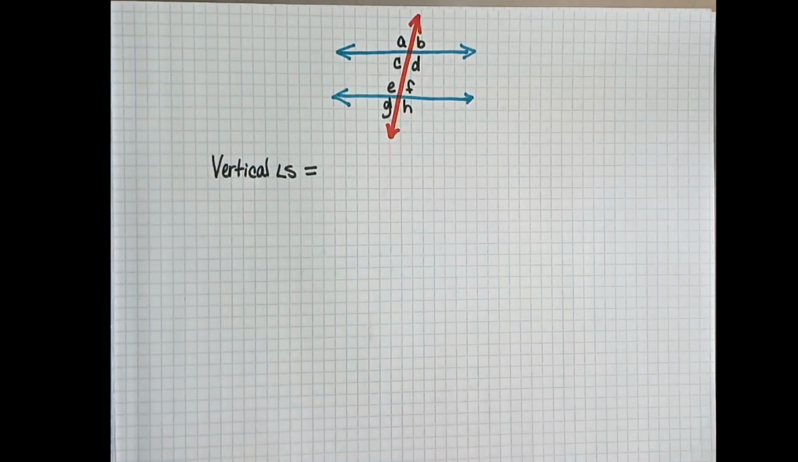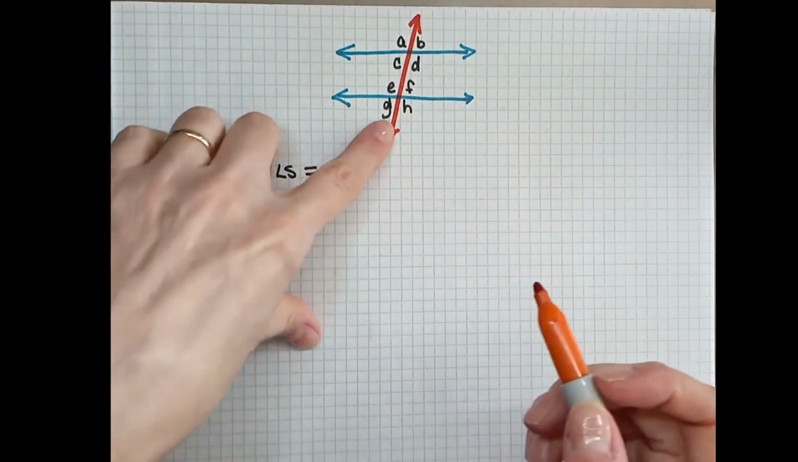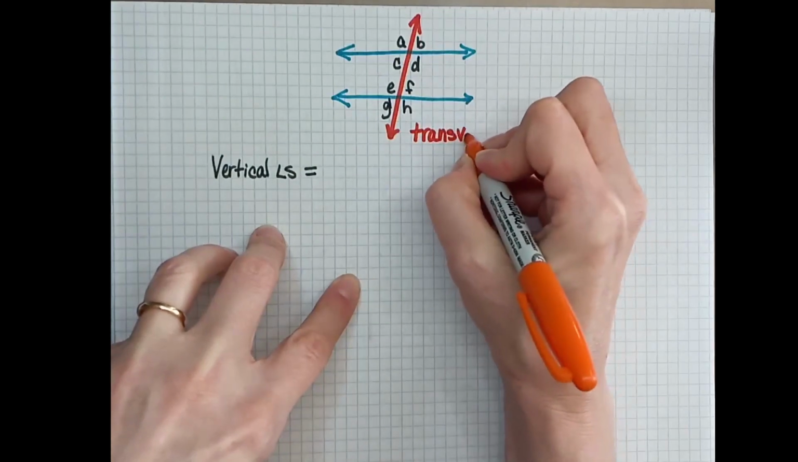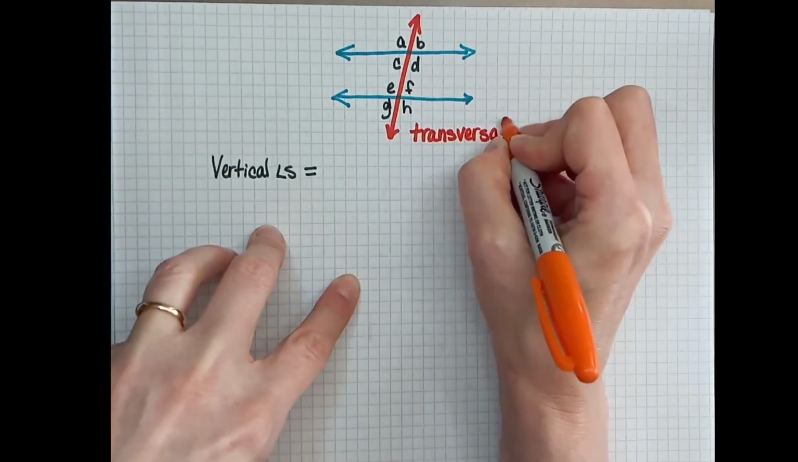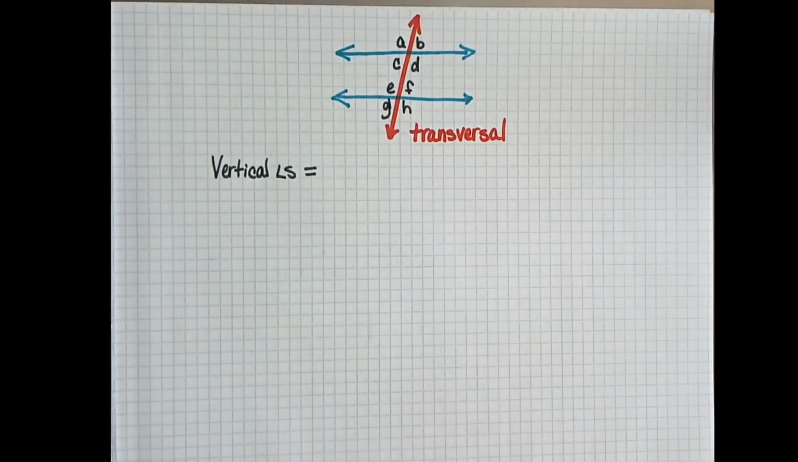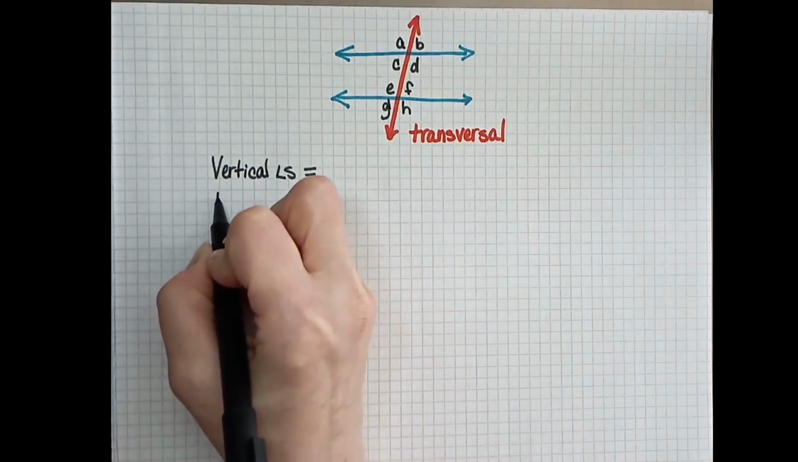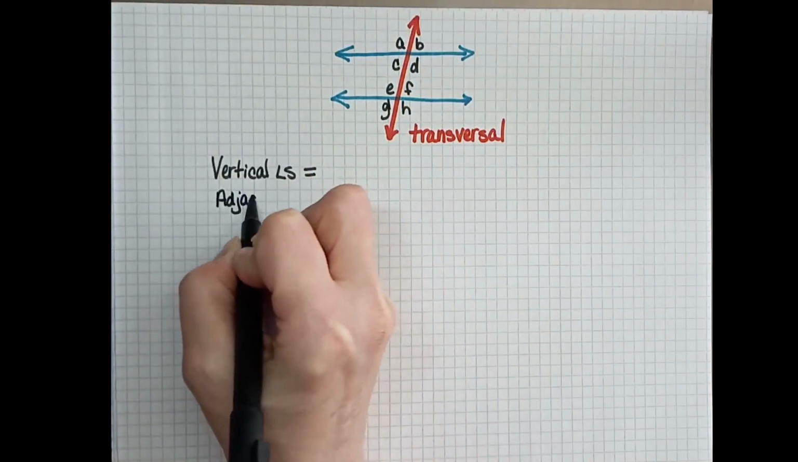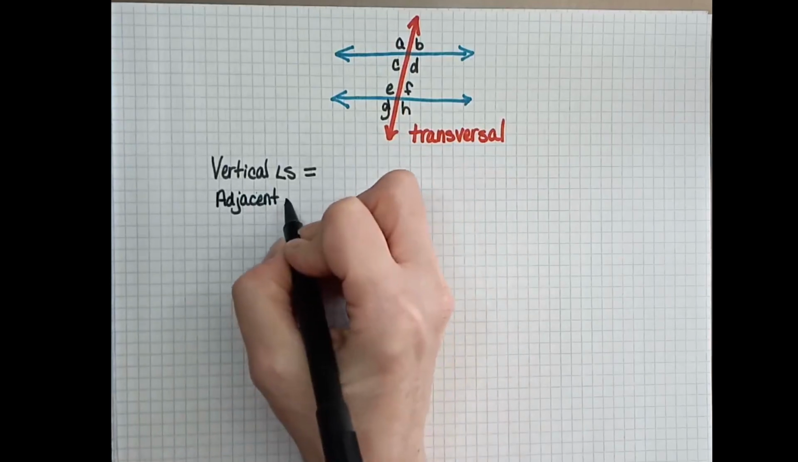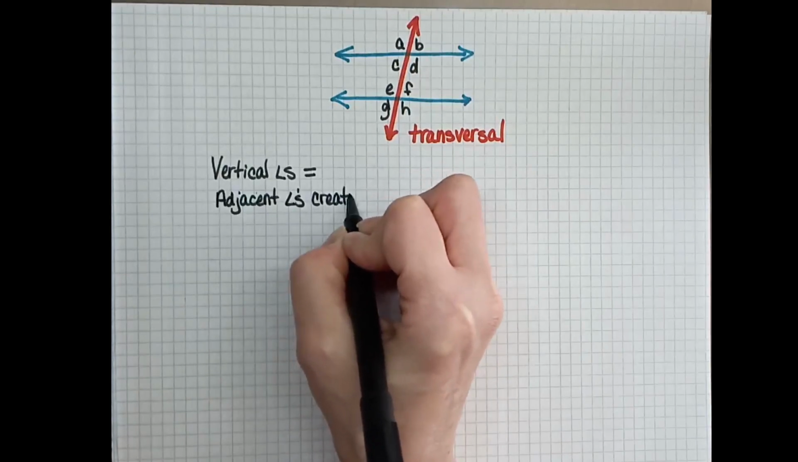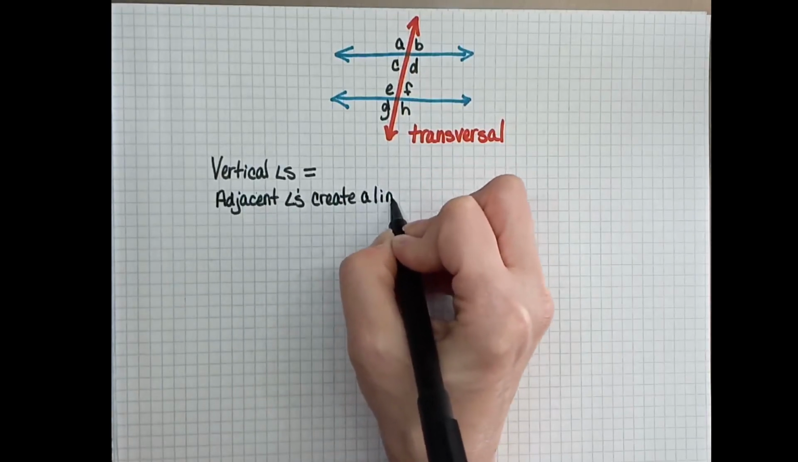Something that you need to know here is some terminology, though. That orange line, we call that a transversal. So this is two parallel lines cut by a transversal. That means that they cut down through those two lines, intersecting both of them, creating these 8 angles. Another thing that we know is that adjacent angles that create a straight line are supplementary.